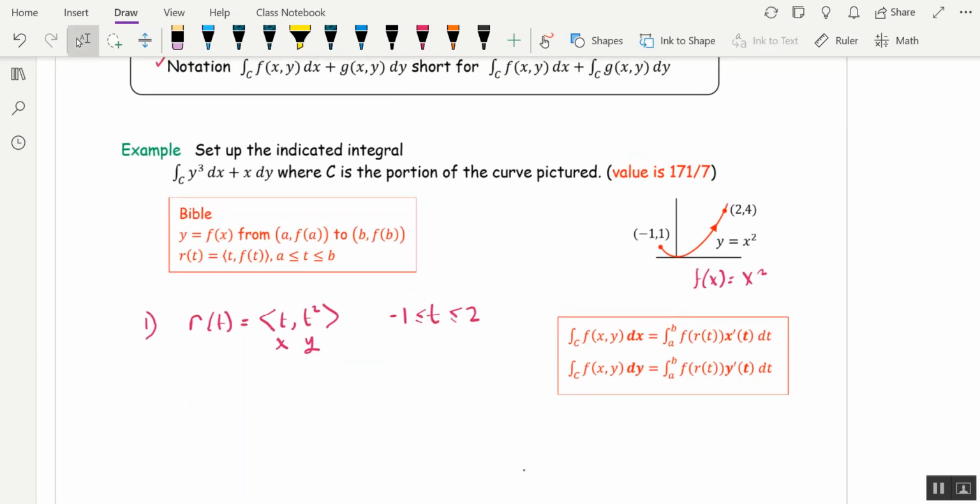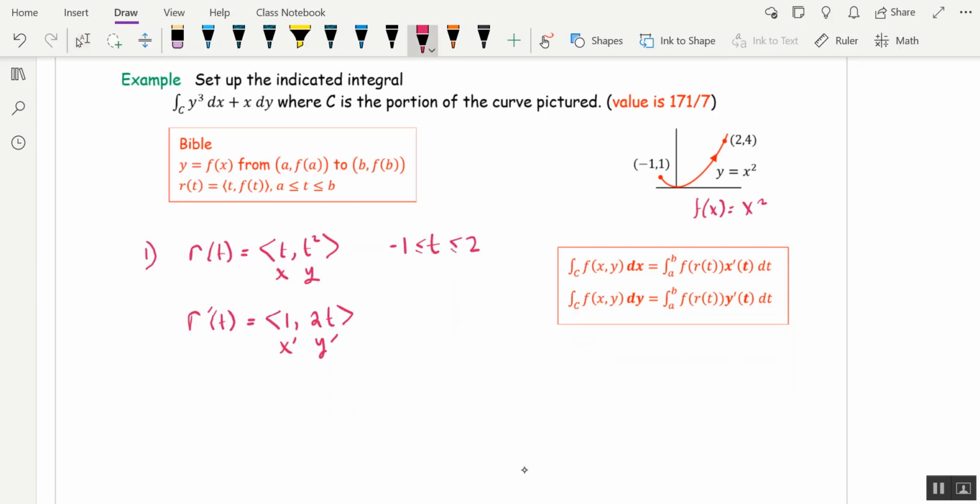Now we're going to need r prime of t. We won't need its length, so we're not going to do that. We're just going to find the derivative, 1, 2t. And so this is my x prime, and that's my y prime. All right, and so I'm going to separate out those 2 integrals at first. We have the integral over c of y cubed dx. I'm going to add on the integral over c of x dy. And I'm going to use the 2 formulas over here in the box. The only thing you have to be careful about is your f is different. In this integral, your f is y cubed, and in this integral, your f is x.